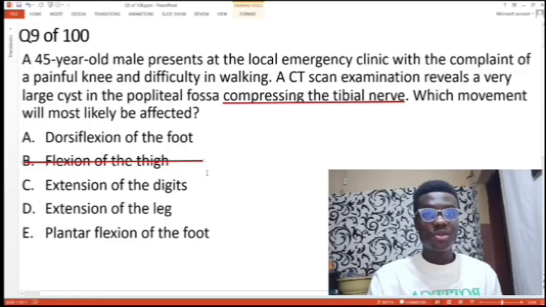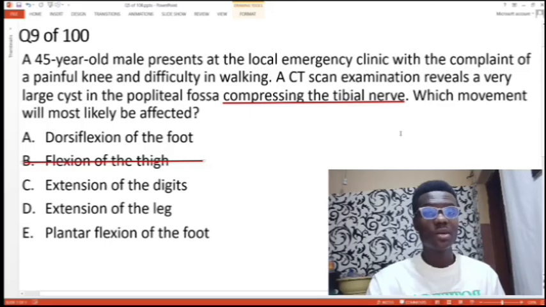The tibial nerve does not control any movement in the thigh, so it is not part of what we should be looking at. Then dorsiflexion of the foot, extension of the digits, extension of the leg, plantarflexion of the foot. So the tibial nerve supplies the posterior leg muscles, and the posterior leg muscles are specifically involved in plantarflexion of the foot and the flexion of the toes. Those are the two things that the posterior leg muscles do, and they are supplied by the tibial nerve.